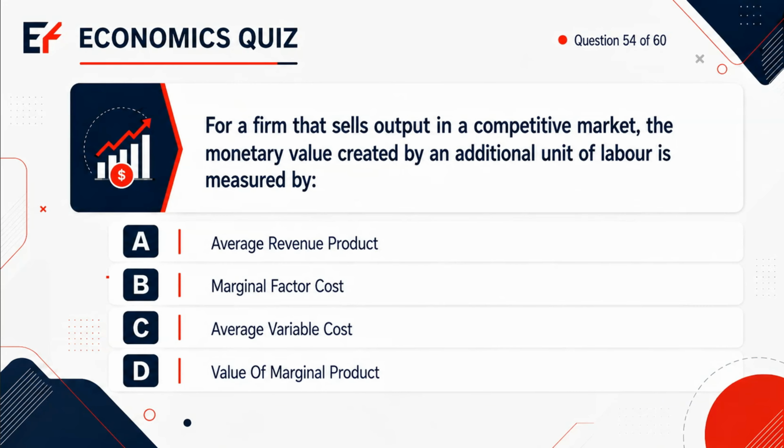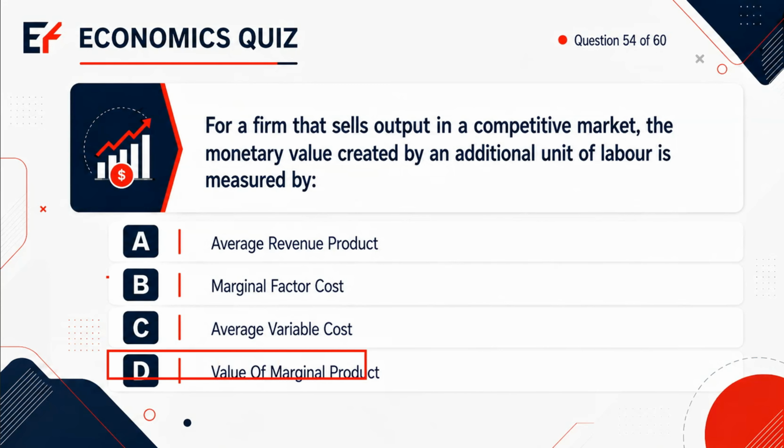Question 54. For a firm that sells output in a competitive market, the monetary value created by an additional unit of labor is measured by A. Average revenue product, B. Marginal factor cost, C. Average variable cost, D. Value of marginal product. The correct answer is D.